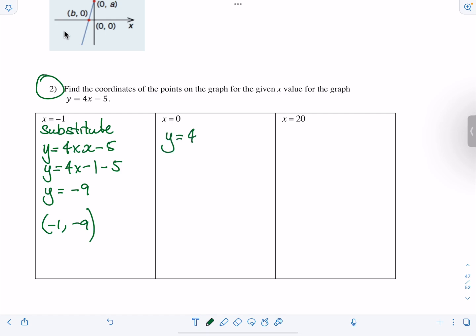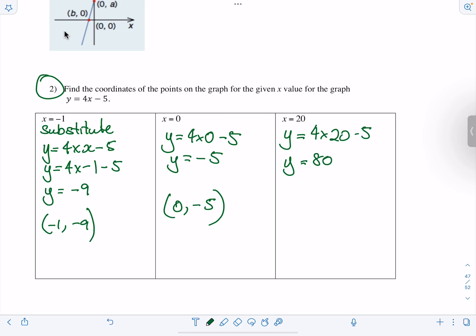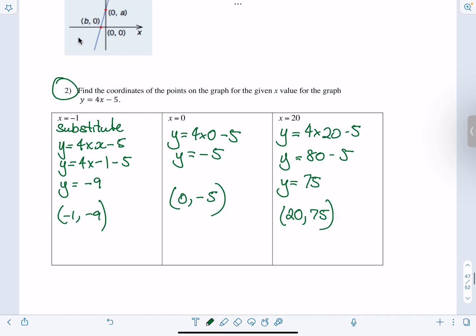Y is equal to 4 times 0 minus 5. Y is equal to minus 5. So the coordinate here is 0, minus 5. Y is equal to 4 times 20 minus 5. Y is equal to 80 minus 5. Y is equal to 75. So this coordinate is 20 and 75. Okay, so that's it for today's lesson.